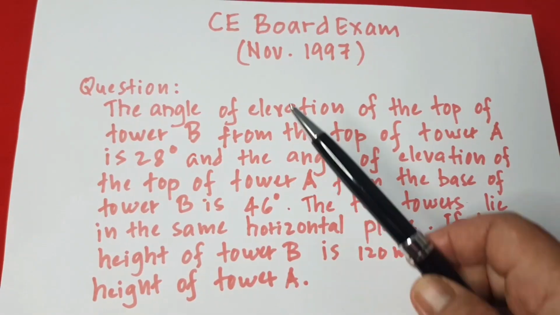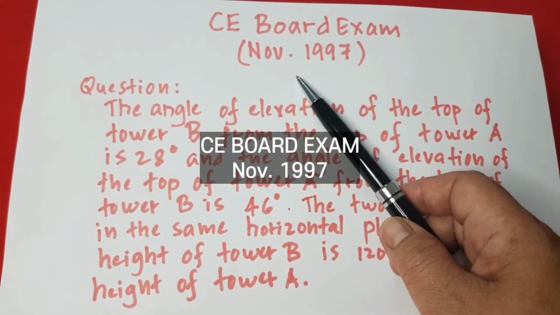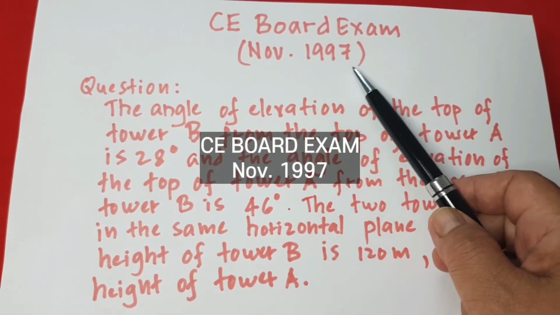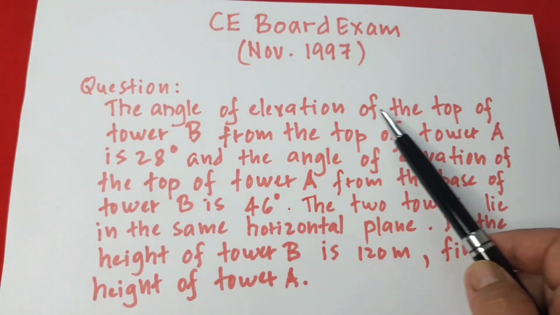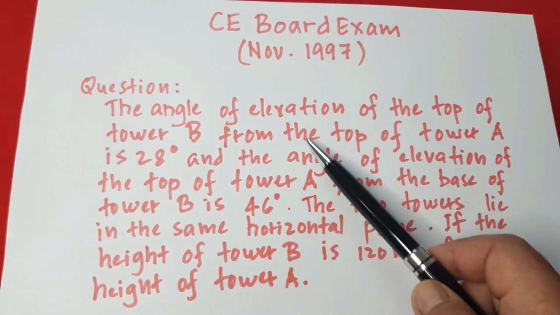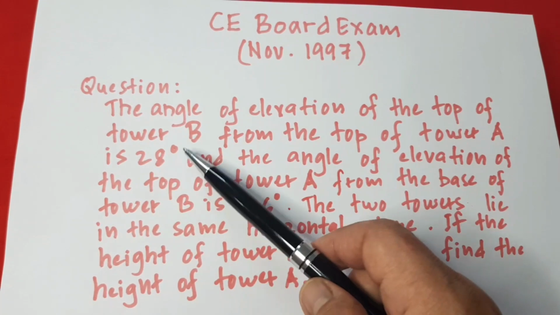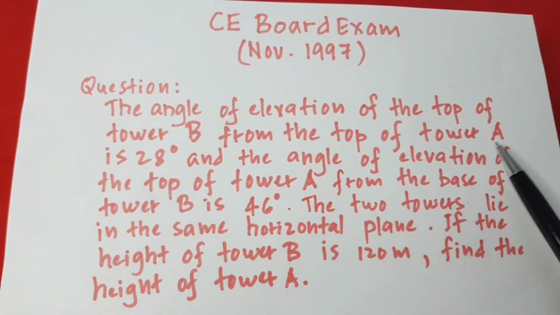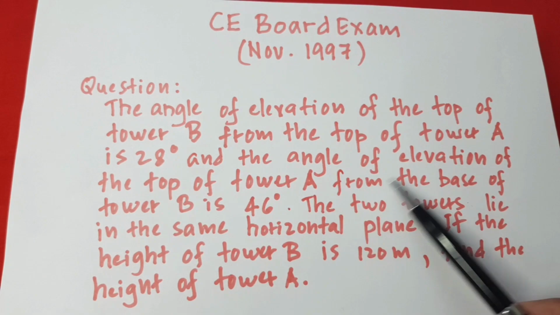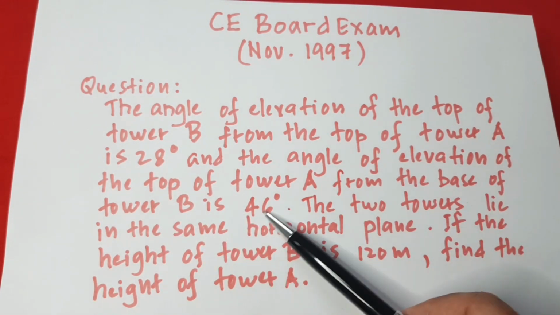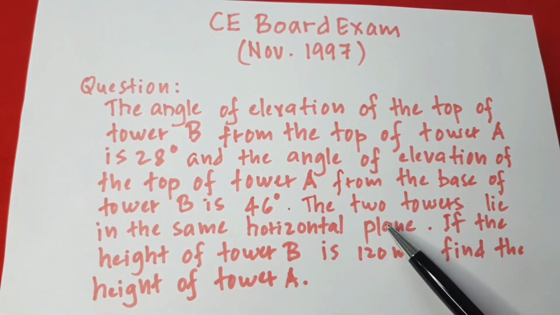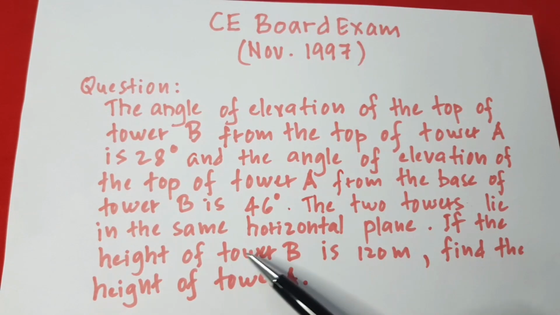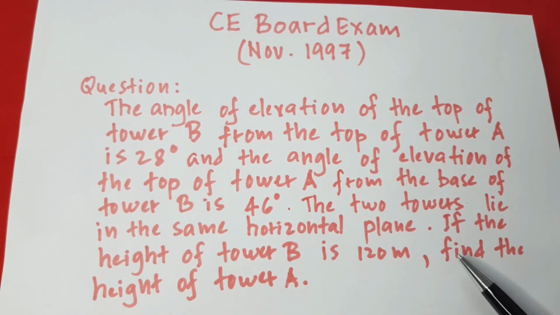Now our first question is the CE board exam given last November 1997. The question: the angle of elevation of the top of tower B from the top of tower A is 28 degrees, and the angle of elevation of the top of tower A from the base of tower B is 46 degrees. The two towers lie in the same horizontal plane. If the height of tower B is 120 meters, find the height of tower A.